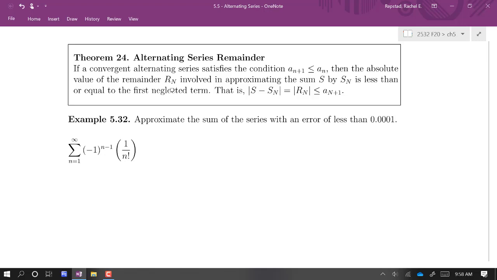So in example 532, this says approximate the sum of the series with an error of less than 0.001.